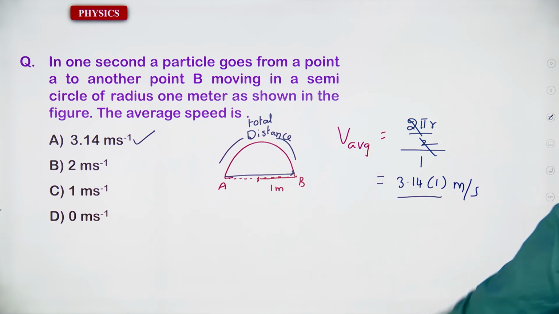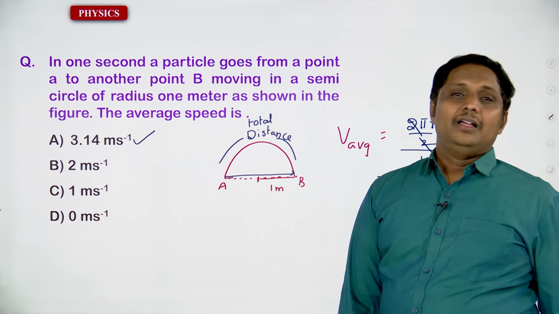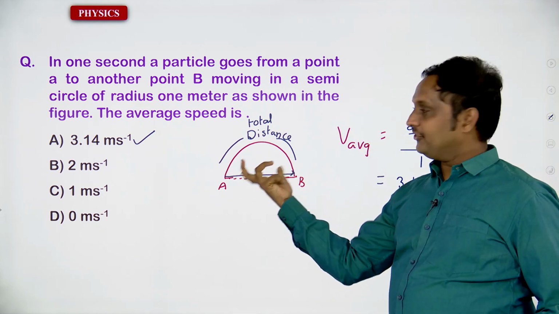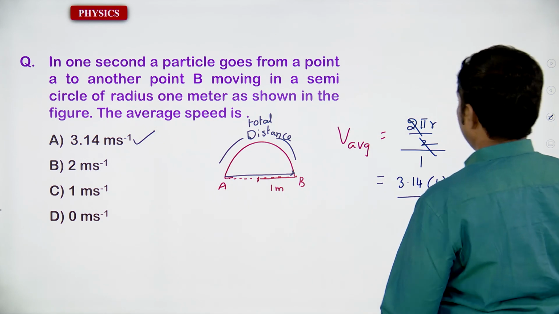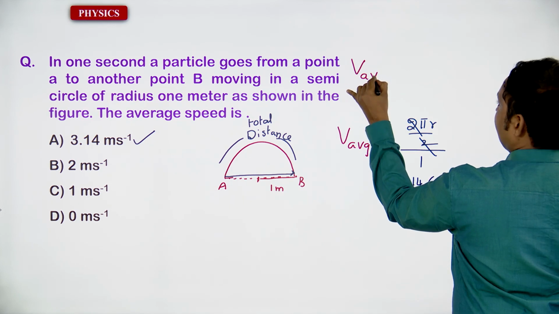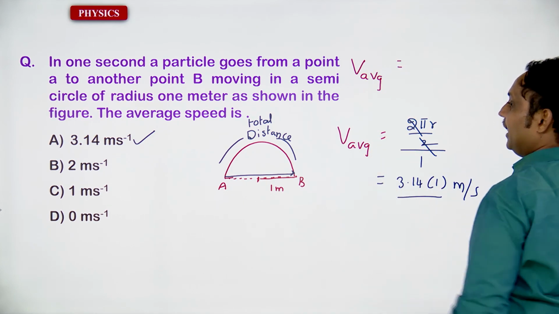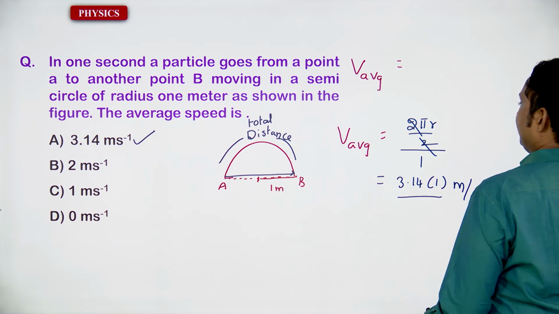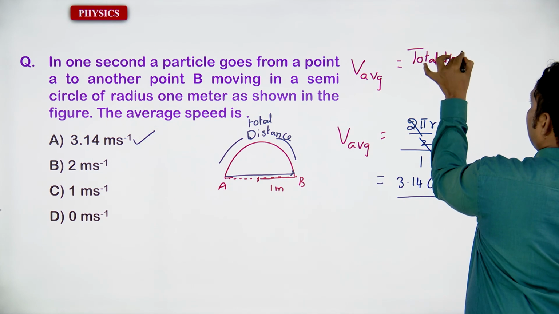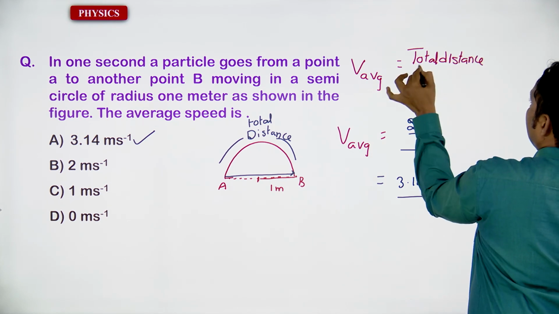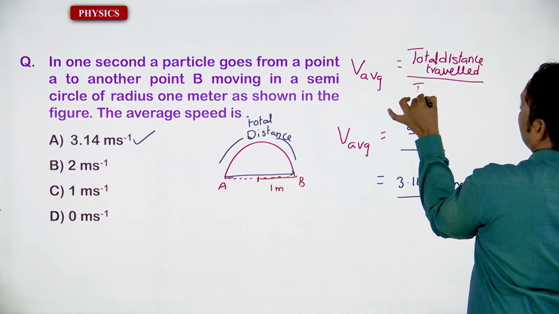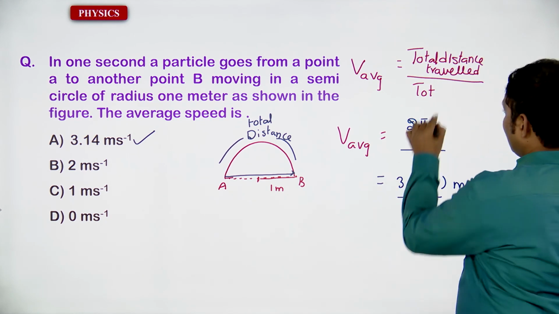If in the same problem, they have given the average velocity, what will you do? Now you have to get that displacement. It's very clear. So we will conclude this one. V average is equal to, just we have to take that total displacement travelled by total time, by total time taken.